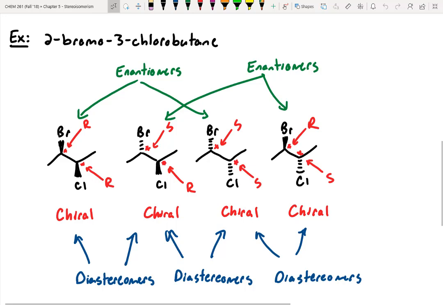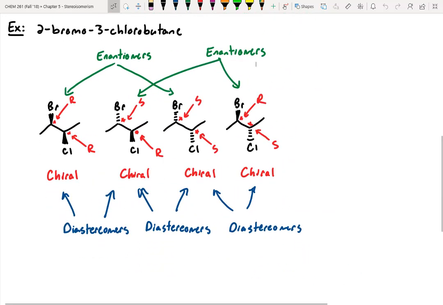I did want to show you a trick anytime you're dealing with something like this. If you notice, 2-bromo-3-chlorobutane, regardless of how you draw it, has two stereocenters. So you can actually use a mathematical formula to figure out the maximum possible set of stereoisomers. So let's write that down.